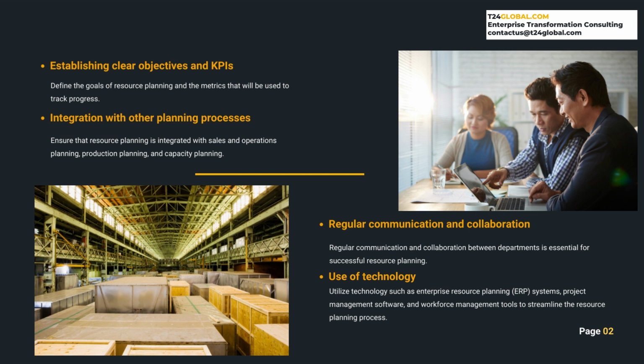For example, if the production team experiences a delay in the delivery of raw materials, this information should be communicated to the resource planning team so they can adjust their plans accordingly.